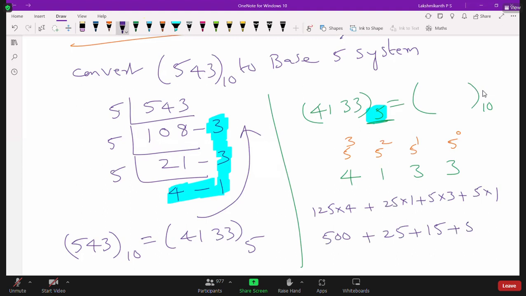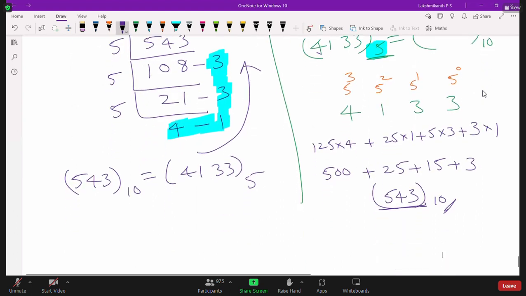So 5 into 3, 15. 5 power 0 is 1. So 1 into 3, so here it should be 3 into 1. Now this is 3. Add all this: 500 plus this one 540. So 540 plus 3, 542. See, this is a decimal number, right? So this is how we can convert.